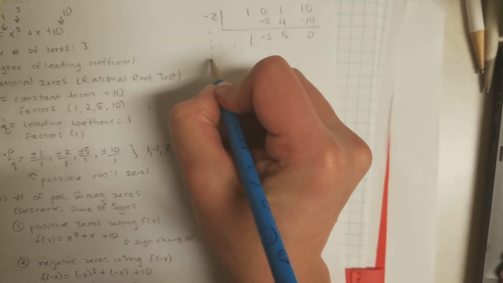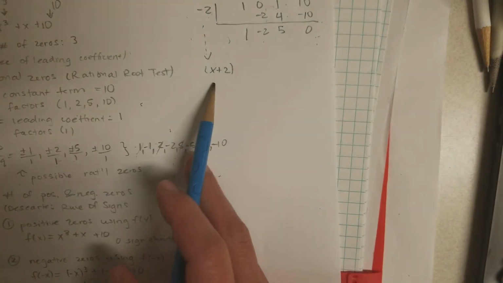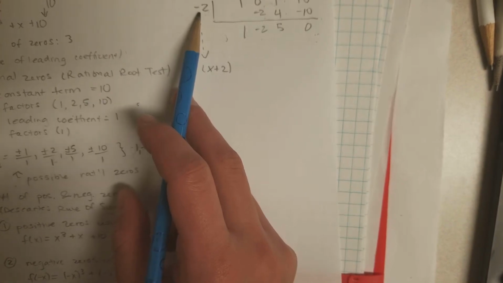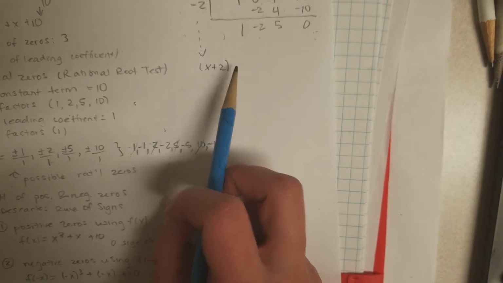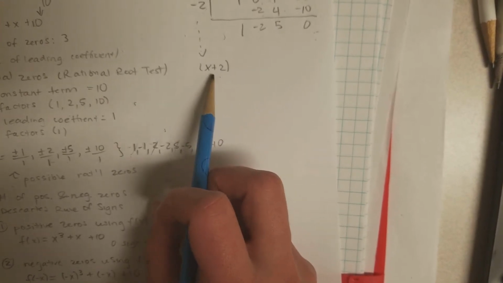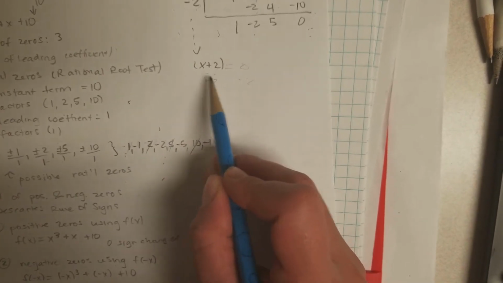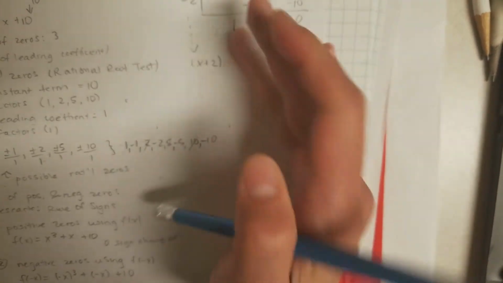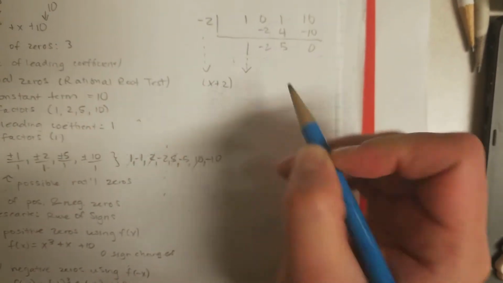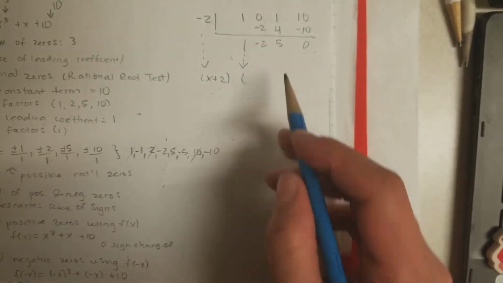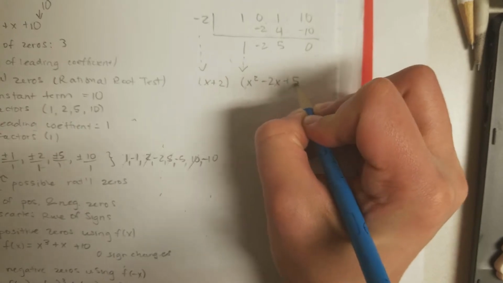So we're going to take this one, x plus 2. Because remember, if x equals negative 2, then x plus 2 equals 0. It's like the opposite thing. It's sort of like when you solve backwards, right? Because if you went x equals 0 minus 2, x equals negative 2, right? And then we're going to take this whole thing and bring it down in here. So that would be x squared minus 2x plus 5.